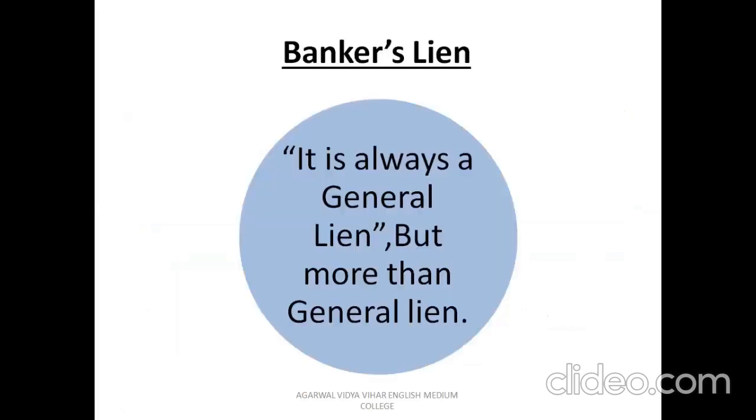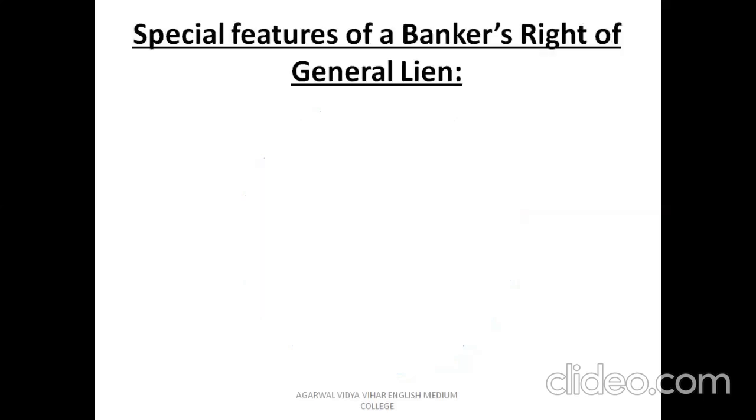Then we talked about the banker's lien. Here, the banker's lien is always a general lien, but it is more than a general lien. Why? Because some extra facilities, or you can say extra rights, are available in the case of the banker's lien, if the creditor is a banker. They are not available if the creditor is a general person. Then we discussed some of the essential features of a banker's right of general lien.